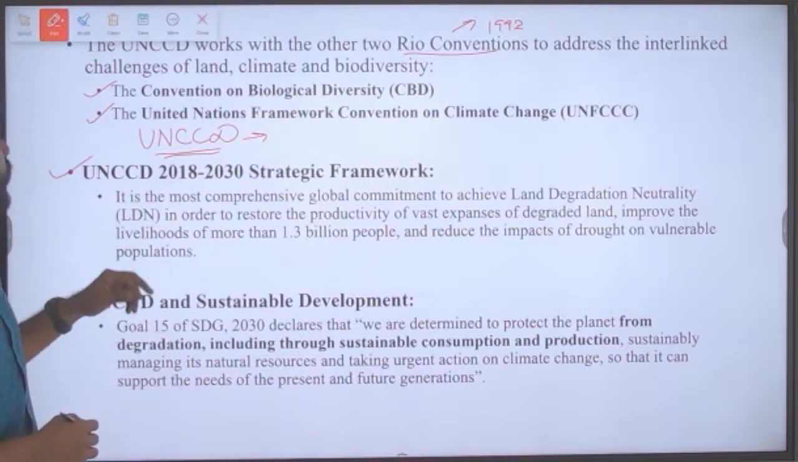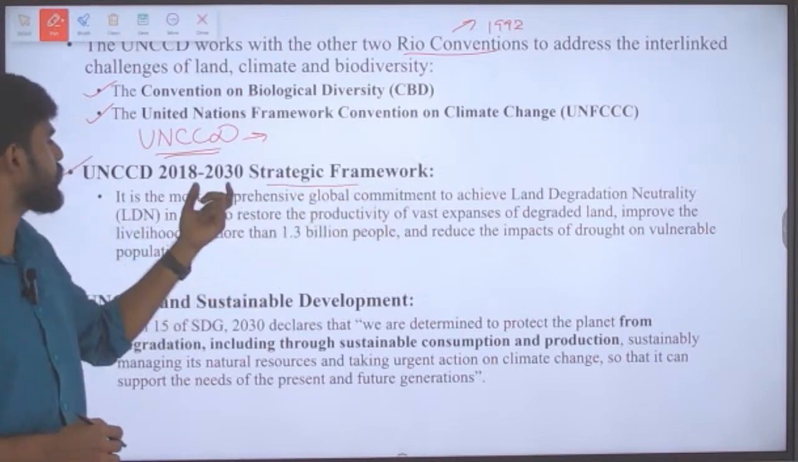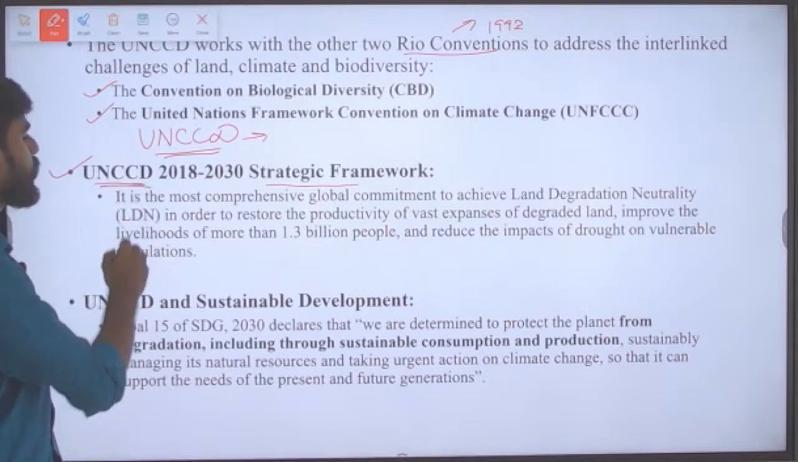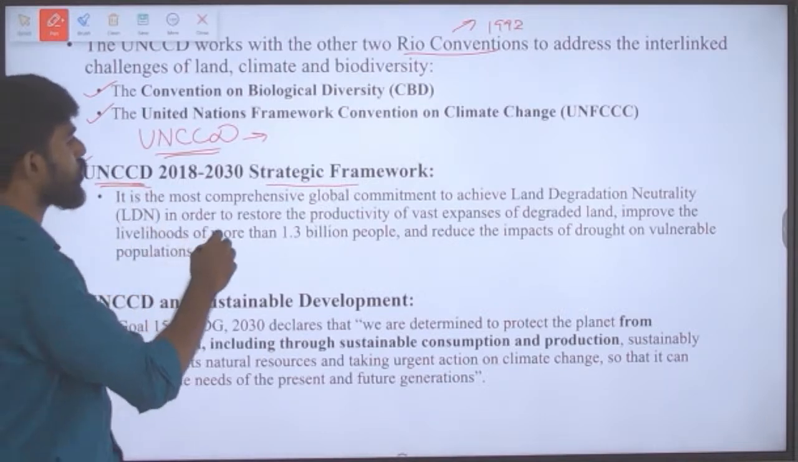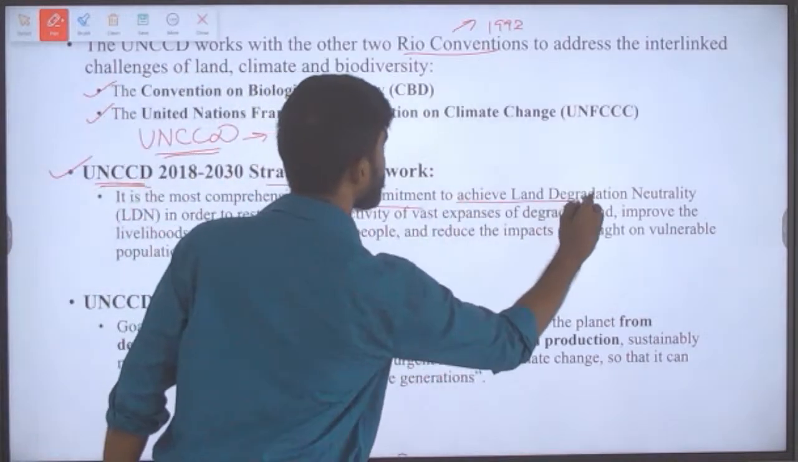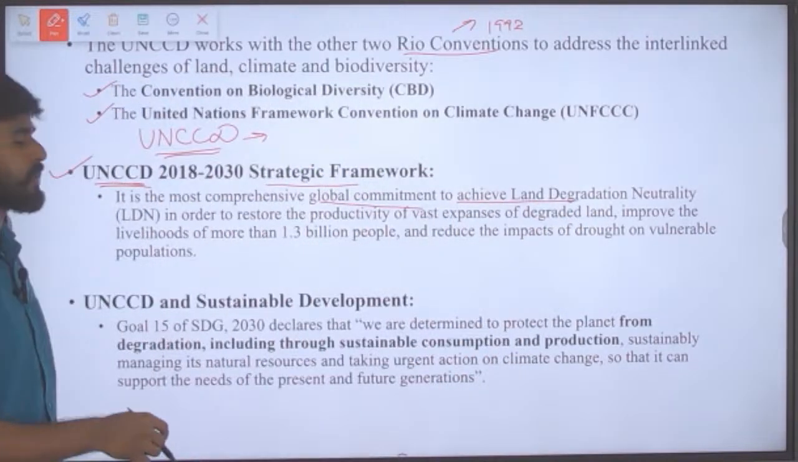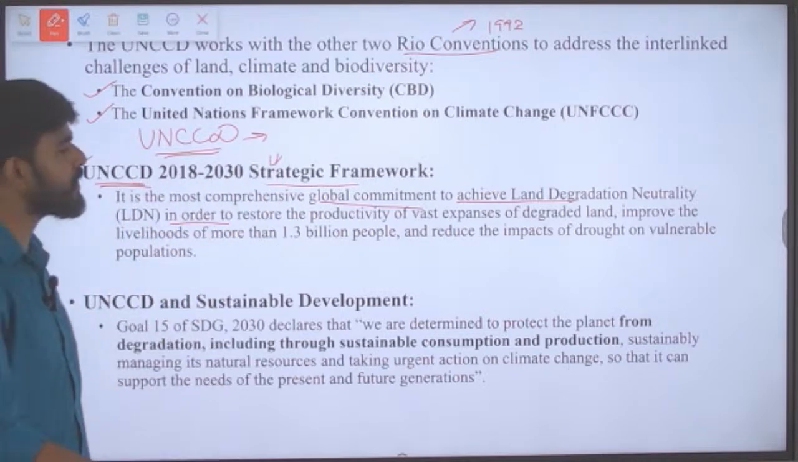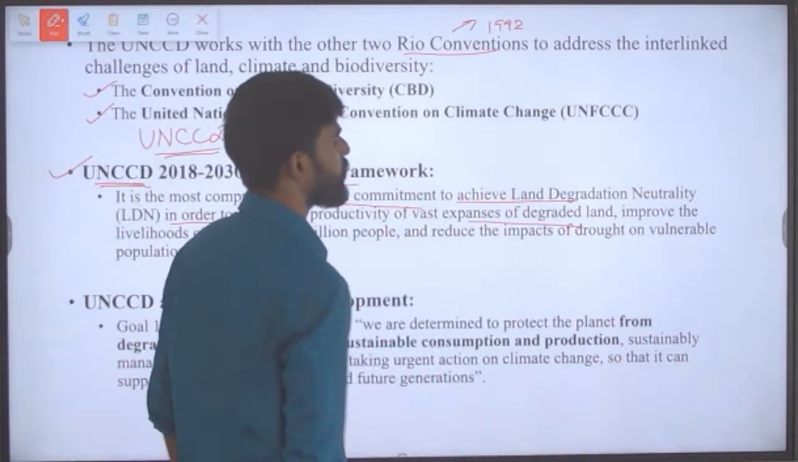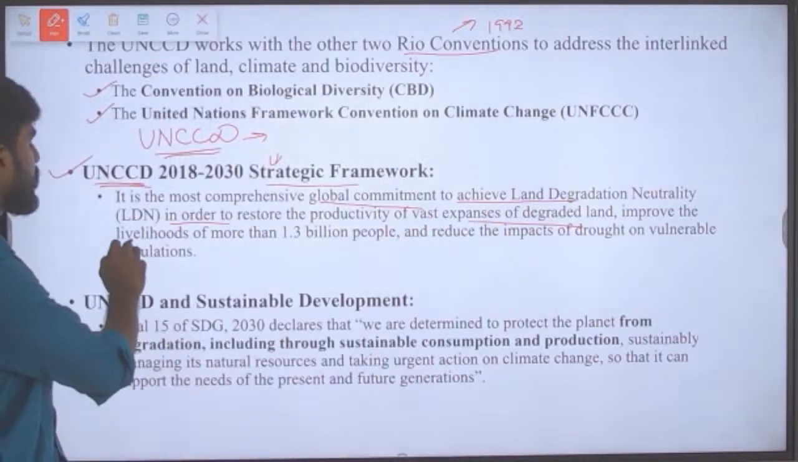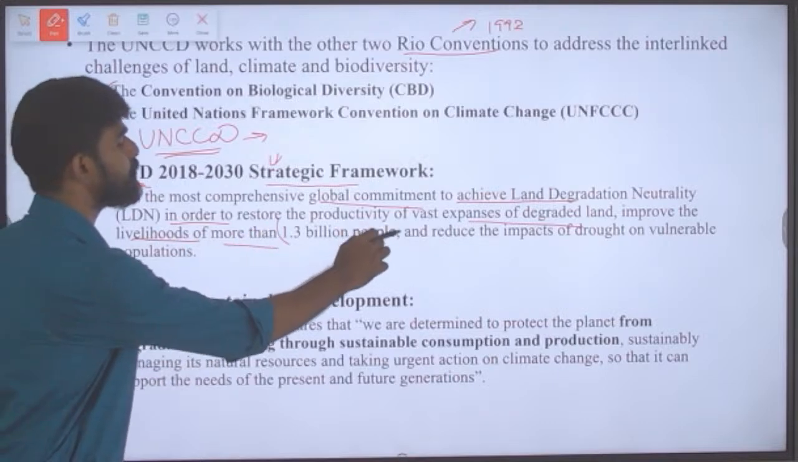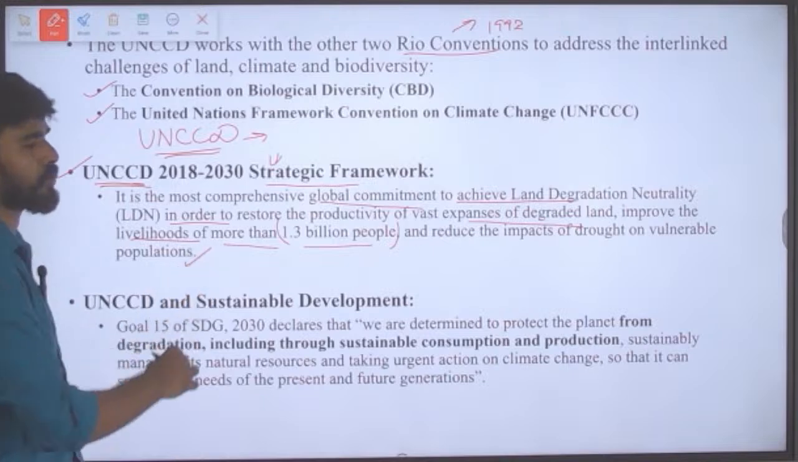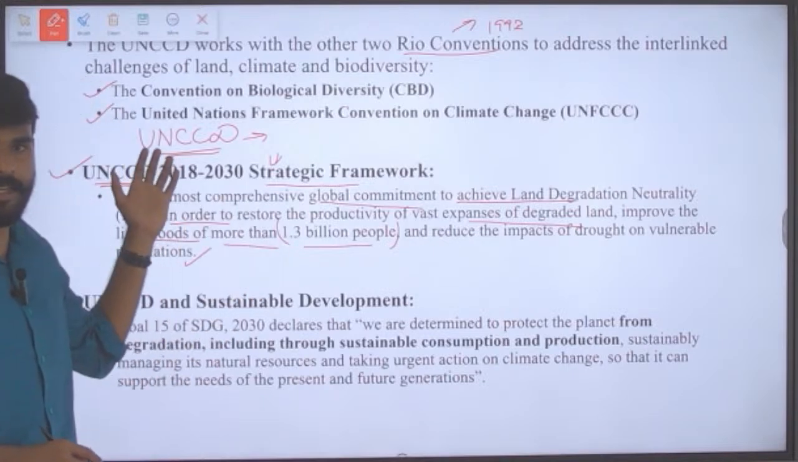Then we also have a strategic framework for 2018 to 2030. This is adopted by UNCCD, and it is the most comprehensive global commitment to achieve land degradation neutrality. This strategic framework aims to restore the productivity of vast expanses of degraded land, improve the livelihoods of more than 1.3 billion people, and reduce the impact of drought on vulnerable populations. So all these things we already discussed.